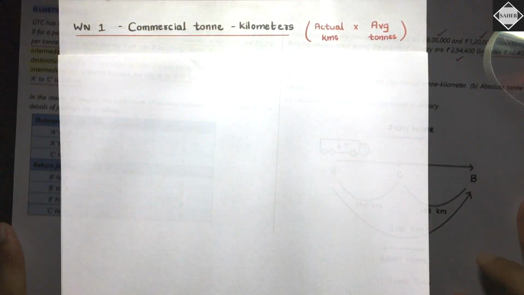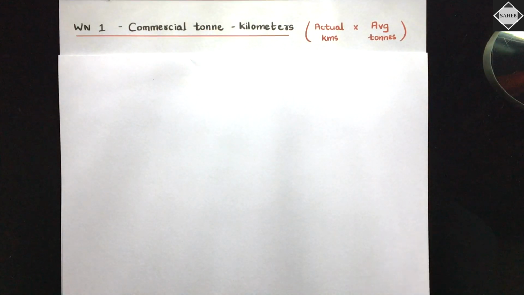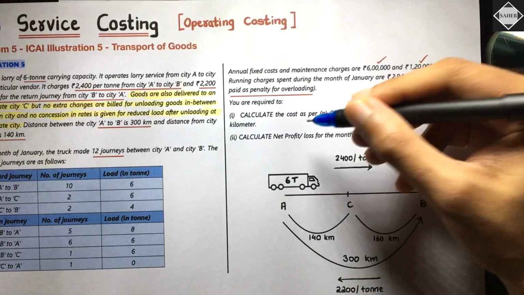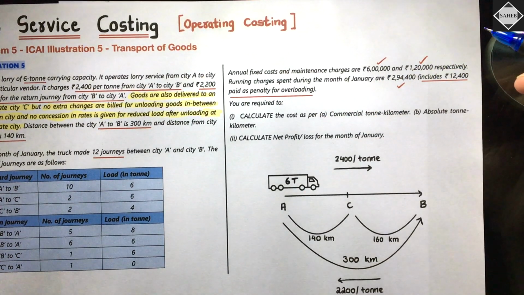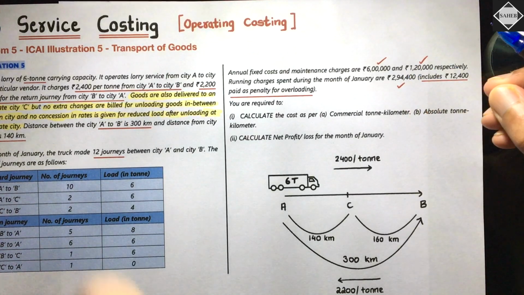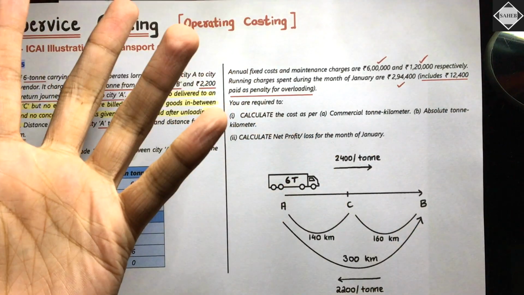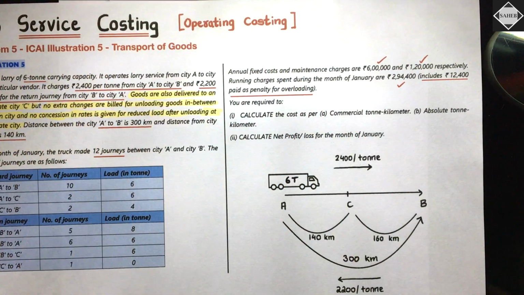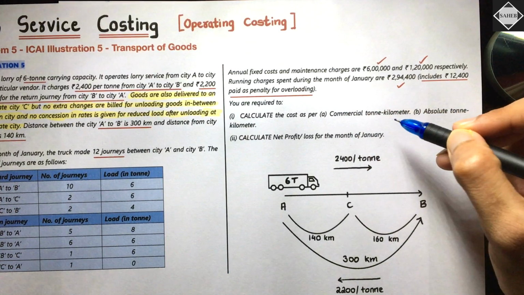Now see here we have our solution, the first working note. Now understand, what did I tell you? Our first requirement is what? Calculate the cost as per commercial ton kilometer and absolute ton kilometer. Now to do that, we need a numerator, we need a denominator, right? Numerator will come from the operating cost sheet. That's fine, that's very easy. The denominator has to come from the working notes. You have to calculate this separately, right? So that's what we are doing.